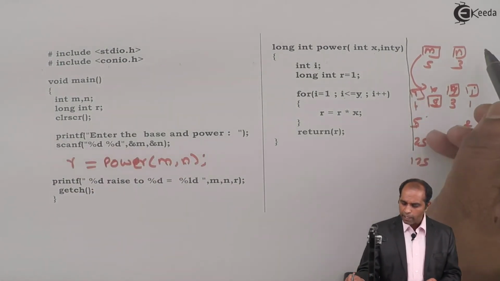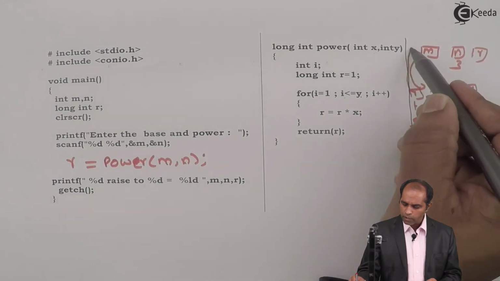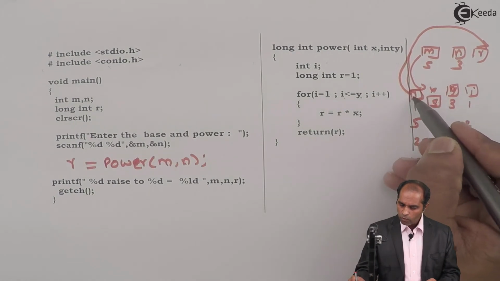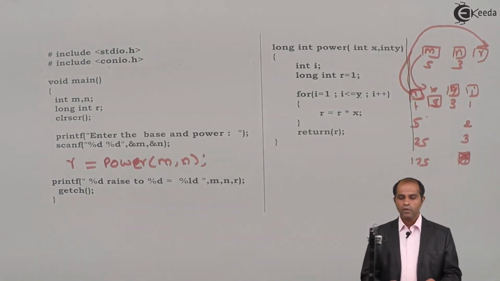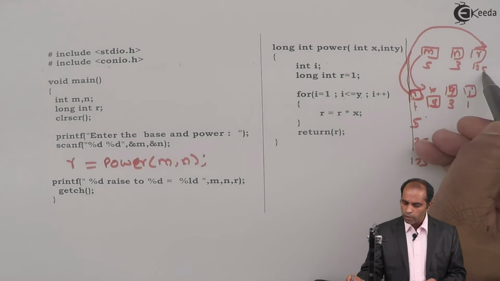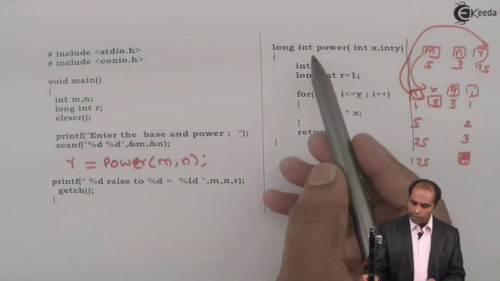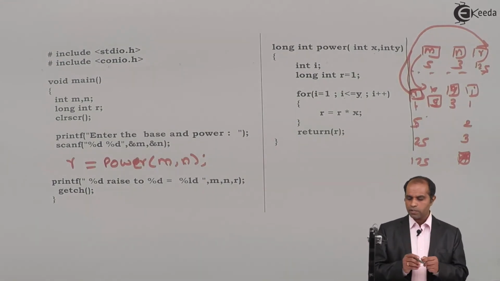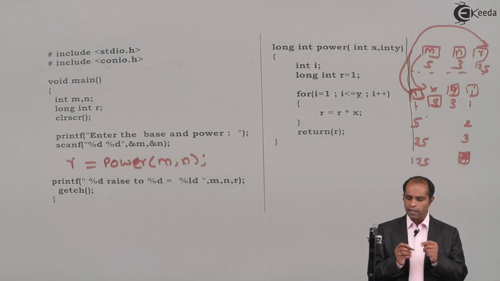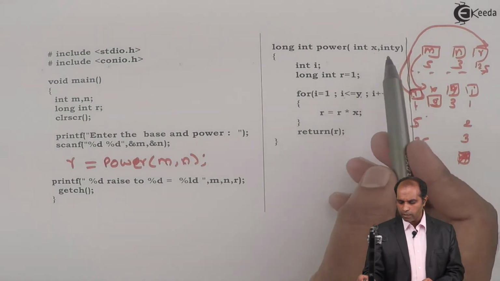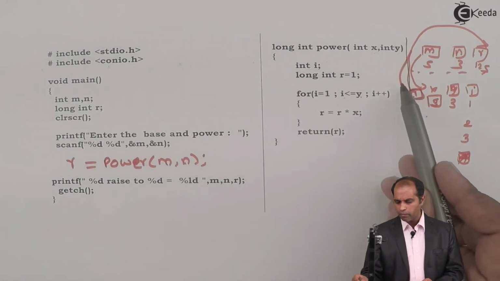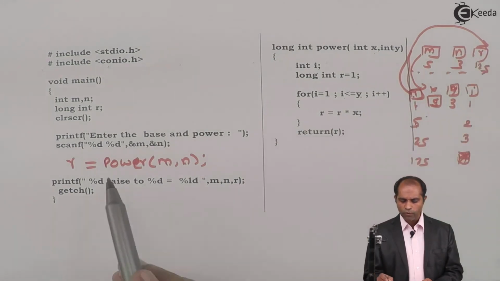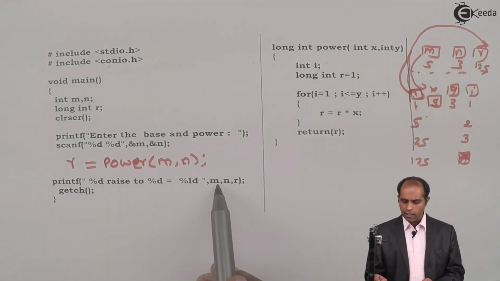So r of function will get copied into r of main. So 125 goes to this place. When 125 goes to this place, all the variables which have been created will be destroyed. What are the variables which are going to be destroyed? x, y, i and r. Since i, x and y have been declared, and r has been declared, all the variables which have been declared will be destroyed. So the value which is there in r goes back to r of main.